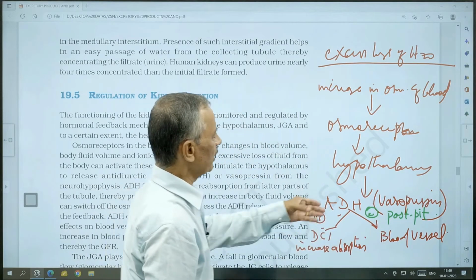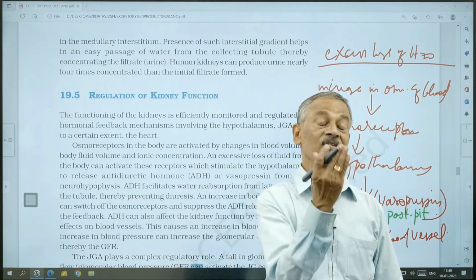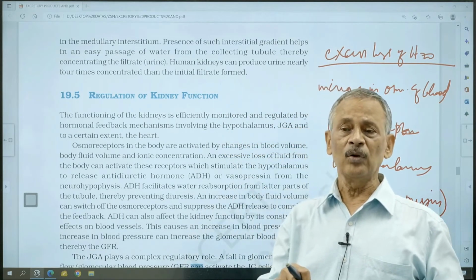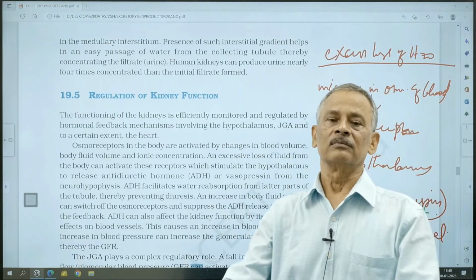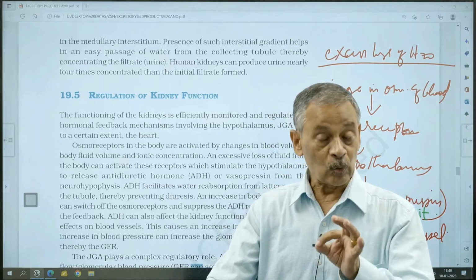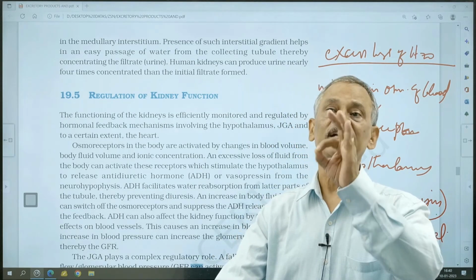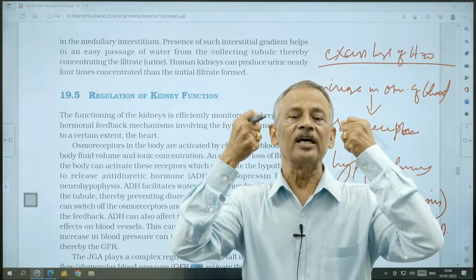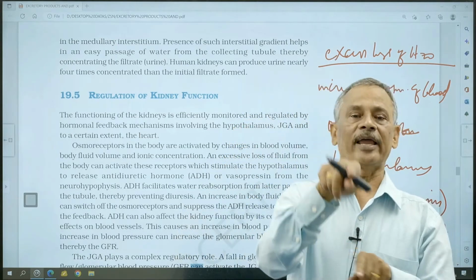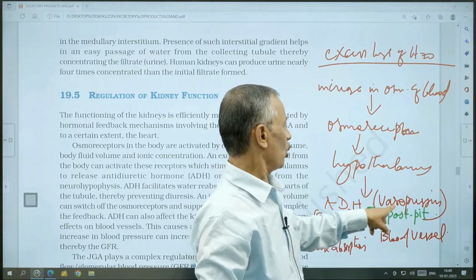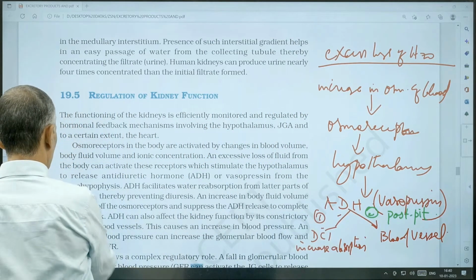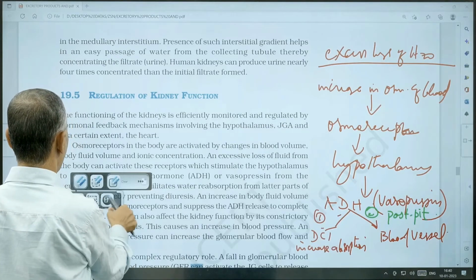Why is it called ADH? It is against diuresis. What is diuresis? Sending out of dilute urine is called diuresis. This hormone prevents diuresis because it helps in reabsorbing water. So it is called anti-diuresis, ADH or vasopressin.